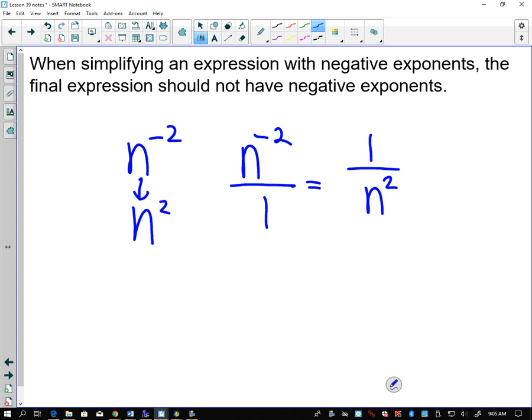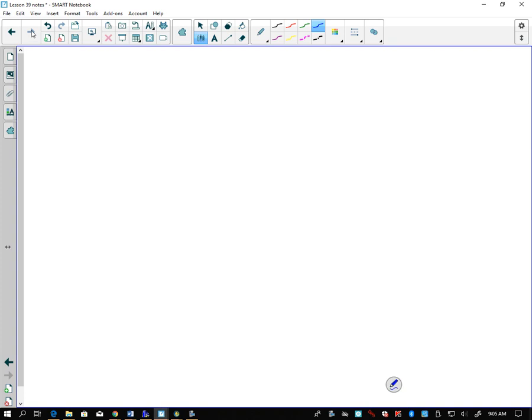All right, so when simplifying an expression with negative exponents, the final expression should not have negative exponents, even if it's something like this. How do I get that to be positive? Move it up. All right, so I'm going to get b to the 4th. Okay, so we want our final expression to have positive exponents, whether that means moving things up or moving things down. Okay, does that make sense? Great. I love it when things make sense.